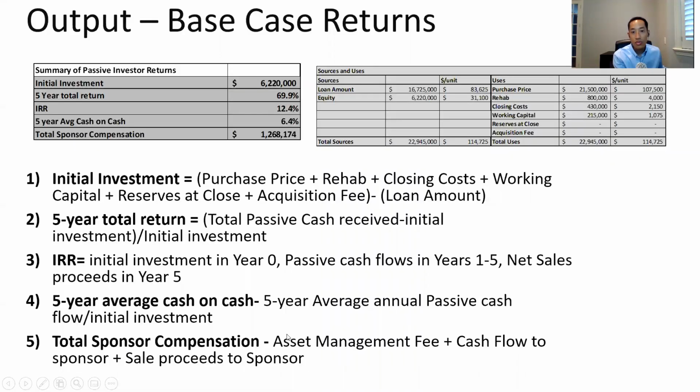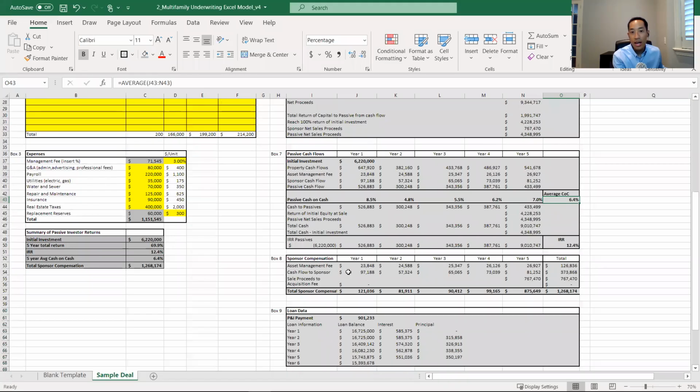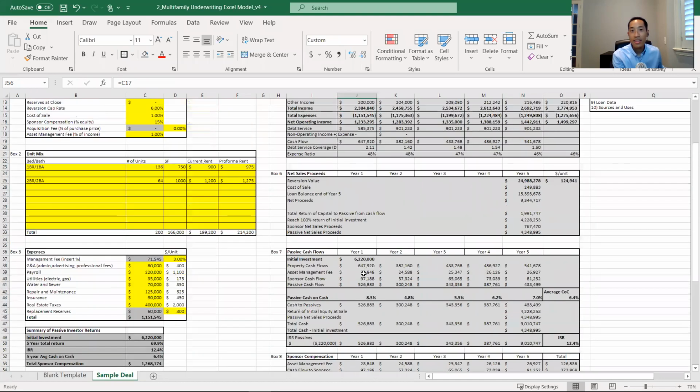And then your total sponsor comp. So this is going to be your asset management fee, which you're going to receive annually based on a percentage of income, your cash flow to the sponsor based on your equity override, sales proceeds here in year 5, and then acquisition fee in year 1, which we're going to add in this model.